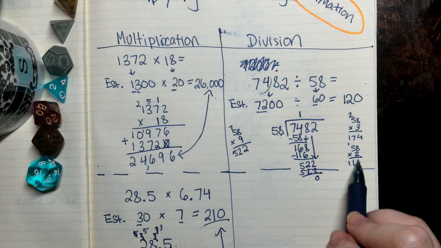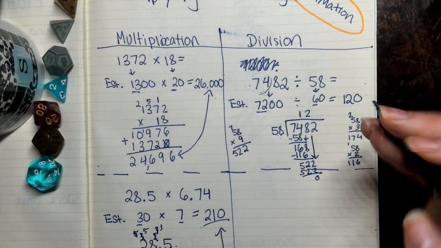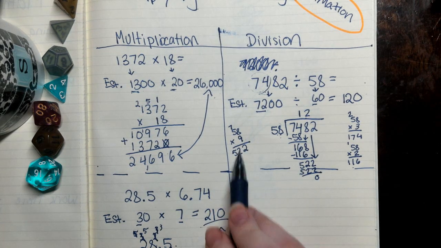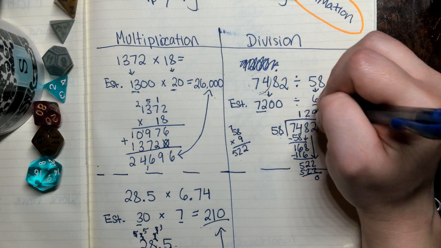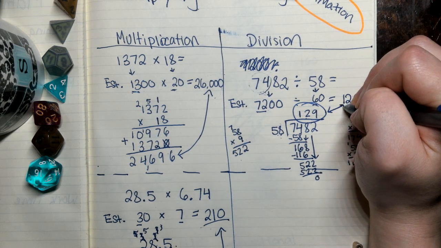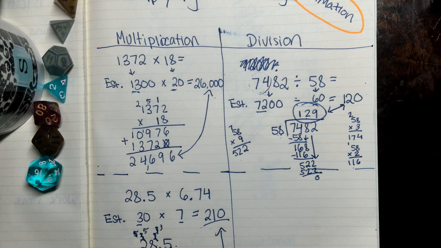Oh, I forgot to take that 116 and write it up there. So the 2 I'm writing here from the 116, and then the 9 from the 522 goes right there. And those are pretty close. 129 is pretty close to 120. So that was a good estimate.